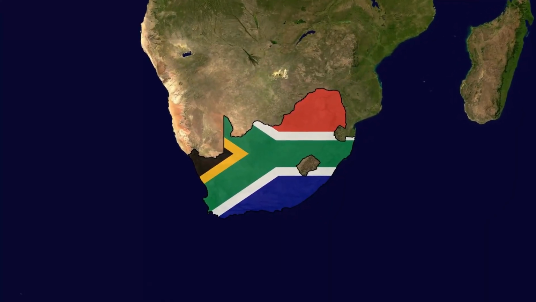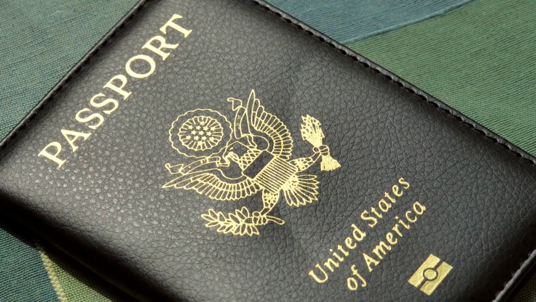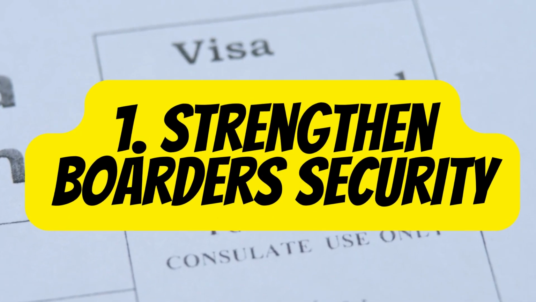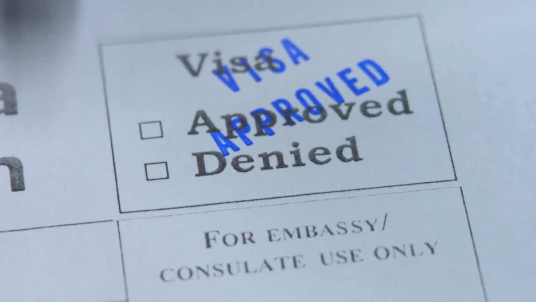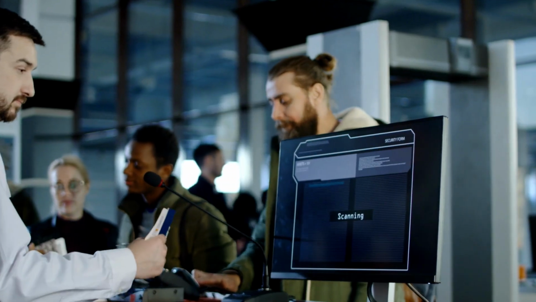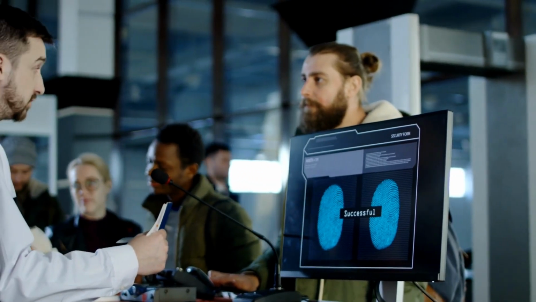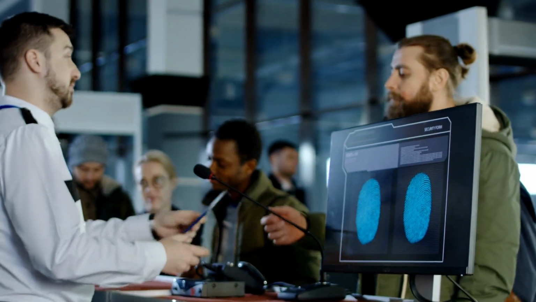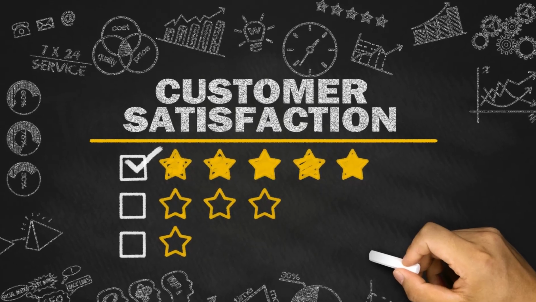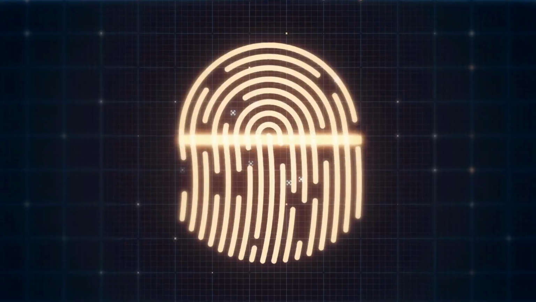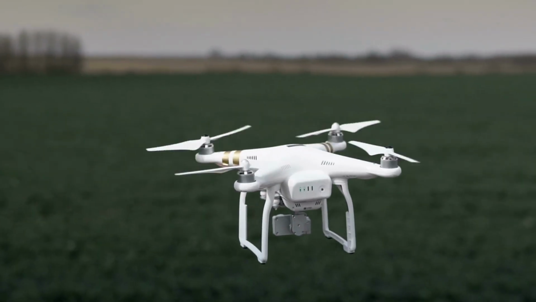In this 19th video we will focus on how to control illegal immigration in South Africa. 1. Strengthen border security. Improving border security is one of the most effective ways to control illegal immigration. The government could increase funding for border security, improve training for border officials, and enhance the use of technology, such as biometric scanners and drones, to monitor and secure the borders.